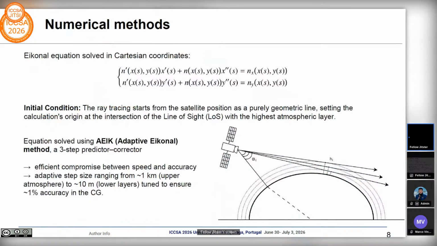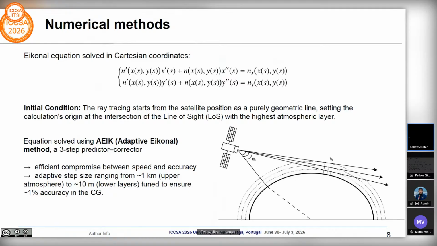Going into more detail about the numerical methods, essentially the equation was solved in Cartesian coordinates with adaptive Runge-Kutta methods. That is a method that is a compromise between speed and accuracy, because it uses a variable step size that ranges from 1 kilometer in the upper atmosphere, where there is no refraction effect, to 10 meters in the lower troposphere, where there is more atmospheric variability.